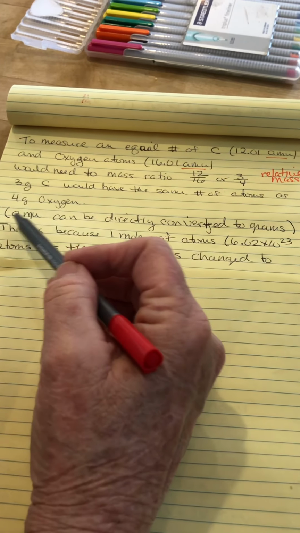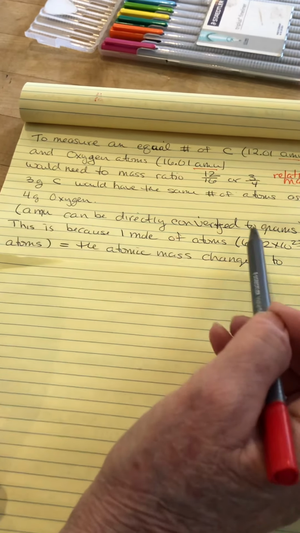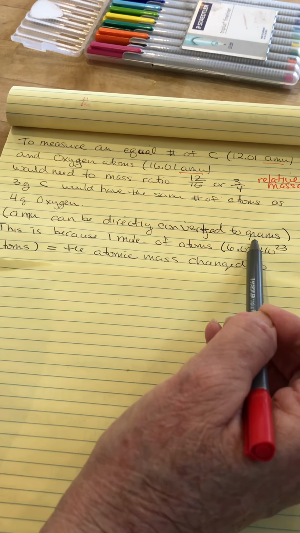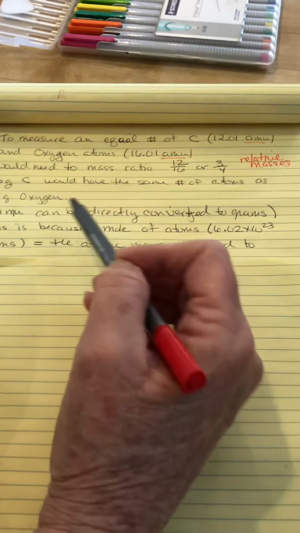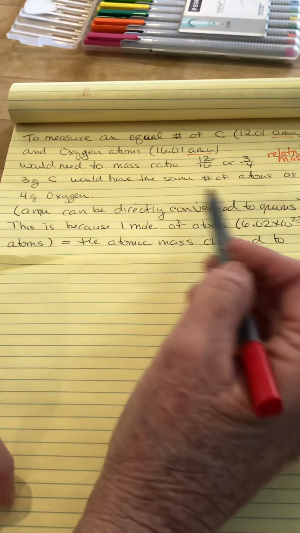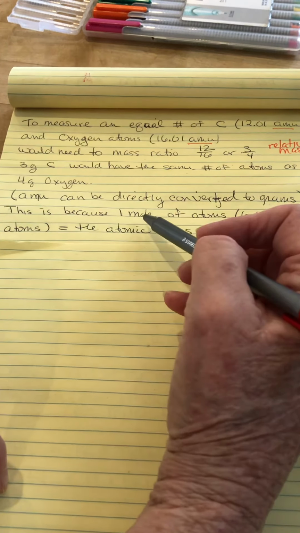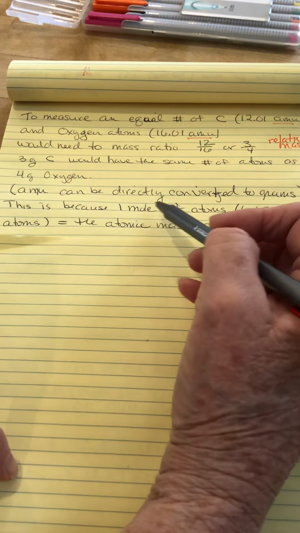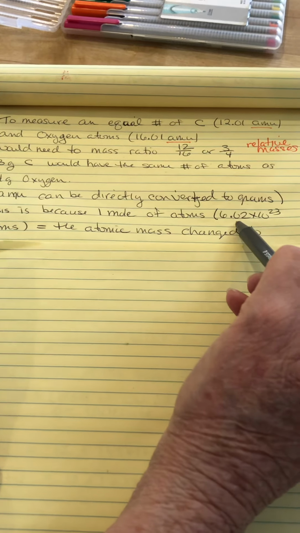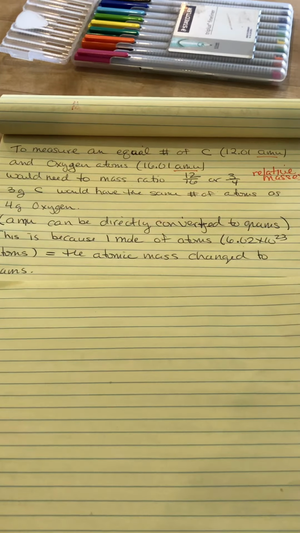It turns out that when you're looking at the periodic table, we can't weigh AMU. They're way too small, but we can weigh grams. That's what our scales weigh in the lab, or our balances. We can directly convert AMUs on the periodic table to grams using Avogadro's number. Don't worry too much about this right now. 1 mole of atoms is 6.023 times 10 to the 23rd. When you have that many atoms, the atomic masses change to grams.